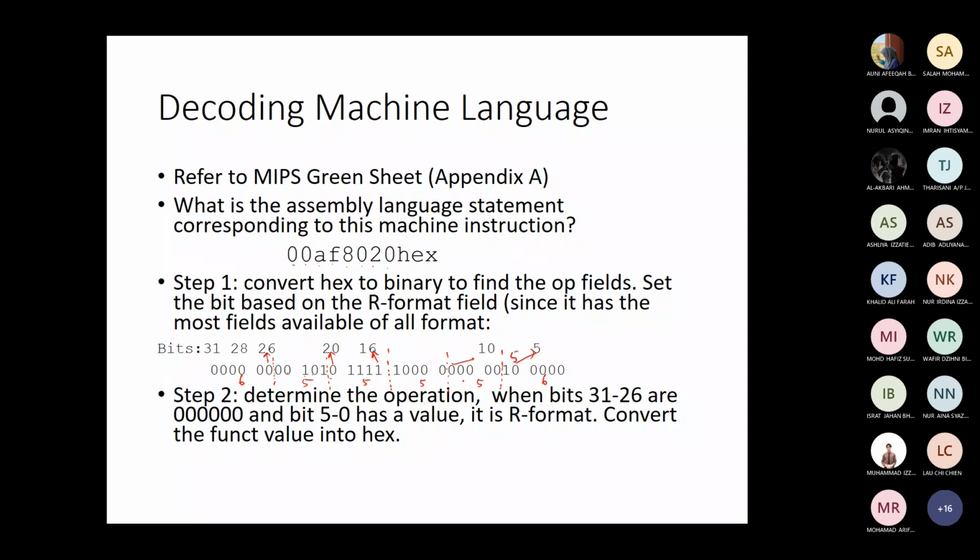Look at bit 5 here, until bit 0, which has a value. In this case, we have 1, 0, right? There's a bit 1 here. So then you should know that this is an R format. So basically, you just look at the opcode. If it's all 0, then it is an R format.